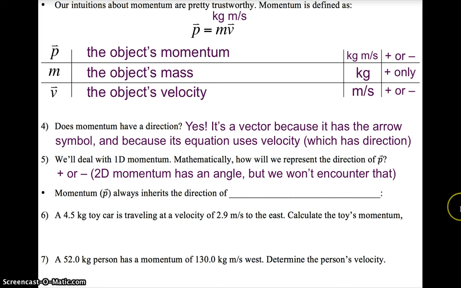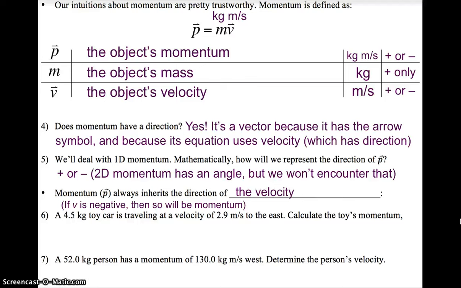Momentum always inherits the same direction as the velocity. And that's what we talked about earlier up here. So basically what this means is that if the velocity is negative, then so will be the momentum. Take a moment, solve numbers 6, 7, 8, and 9, and pause the video now, and then come back to the video to see those solutions. So pause the video, work with your partner, solve 6, 7, 8, and 9, and then come back to the video to see the solutions.